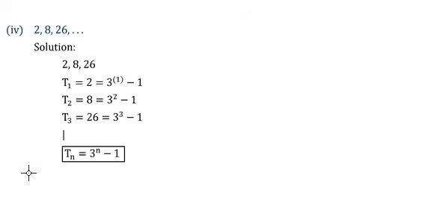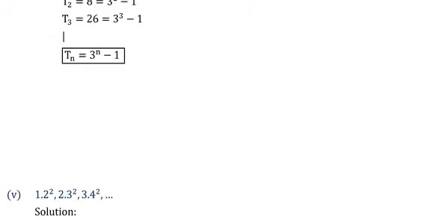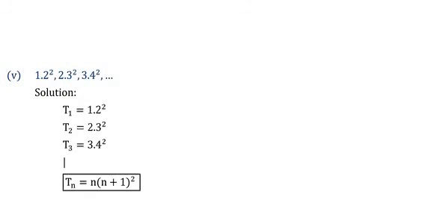Now question number 1 part number 5: 1.2 whole square, 2.3 square, 3.4 square. Similarly here if we check the difference, we cannot get the same common difference. Similarly not r is equal to second term divided by first term. So we use the same technique as in question number 4. T1 is equal to 1.2 whole square, T2 is equal to 2.3 square, T3 is equal to 3.4 square.